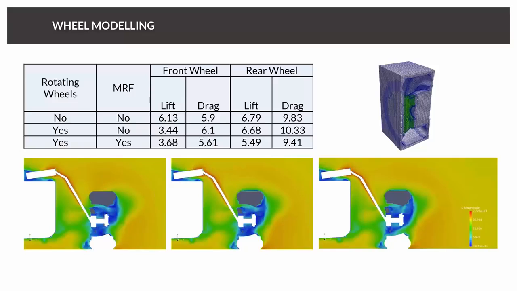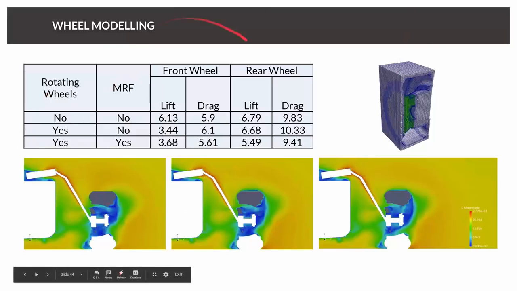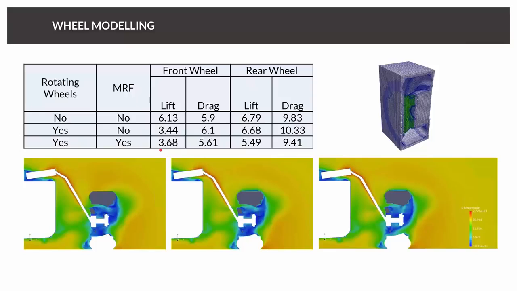And MRF stands for multiple reference frame, and this is a technique which allows us to virtually rotate, let's say, parts of the mesh. And in the table on the left side you can see the simulation, and the only things we change is if the wheels are rotating or not, or if MRF was activated or not. And you can see how big the influence is: the front and rear wheel lift and drag values are massively changing depending on how we model it.